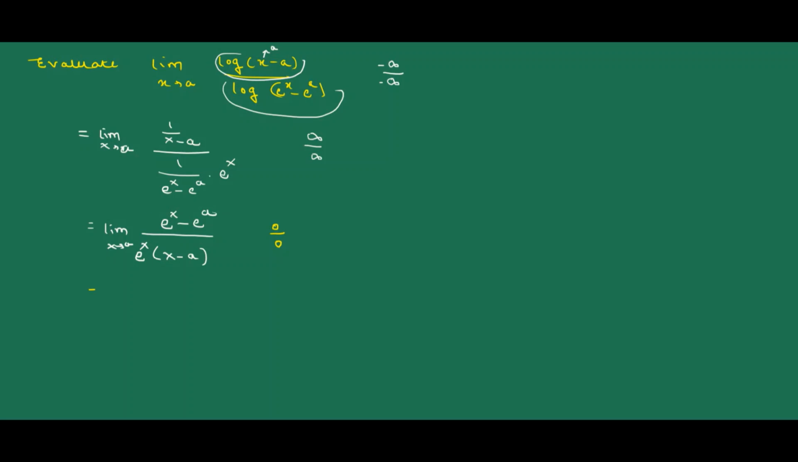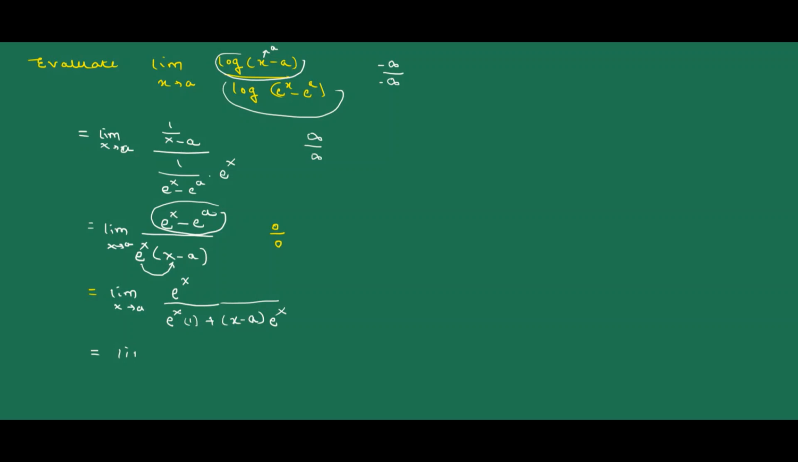Now by using L'Hospital's rule, limit x tends to a. What is differentiation of e raised to x minus e raised to a? Differentiation of e raised to x minus e raised to a is e raised to x, because e raised to a is constant, its differentiation is 0. In denominator, you have to apply product rule. First, e raised to x as it is. What is differentiation of x minus a? Differentiation of x minus a is 1 plus second term x minus a as it is. And what is differentiation of e raised to x? Differentiation of e raised to x is e raised to x.